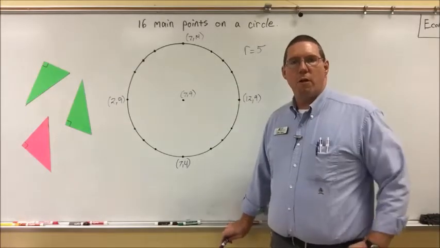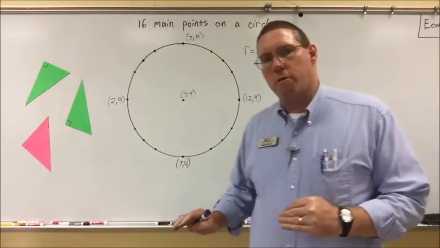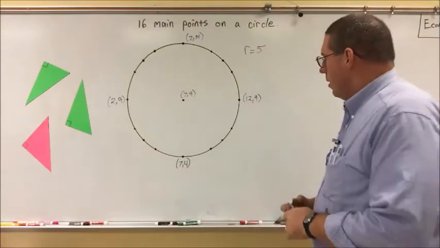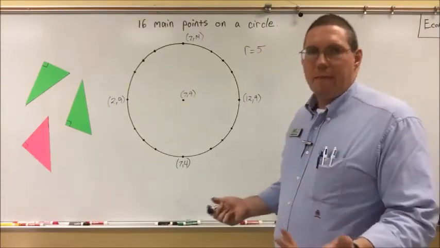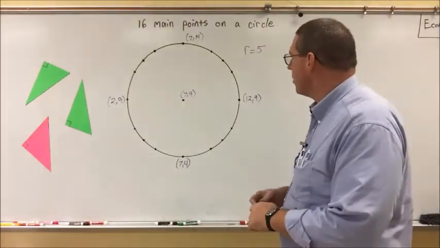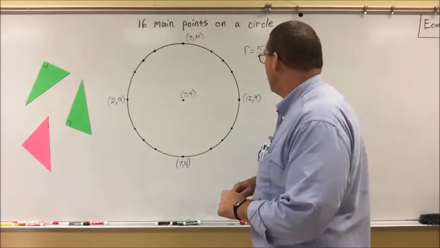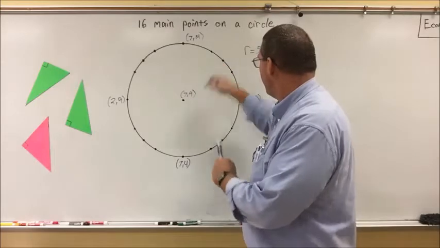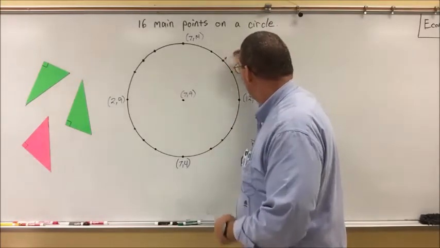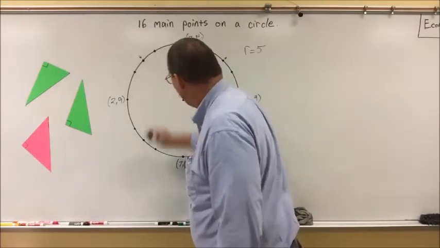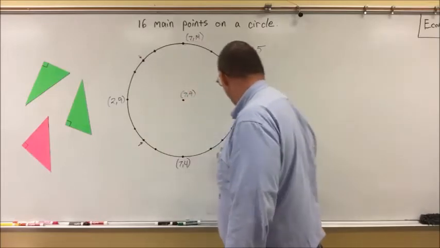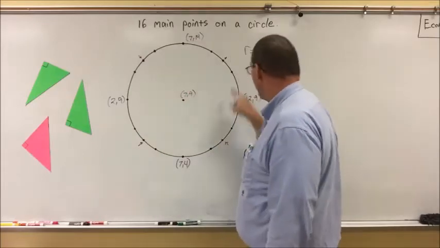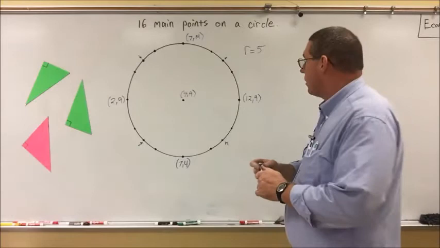All right, now let's move on to 4 more of the points on the circle. Now, I know what I call them. Maybe they have an official name, but basically what I call them are the middle diagonal coordinates. See this one right here? That one right there. That one right there. That one right there. And that one right there. Okay? I call those the middle diagonal coordinates.